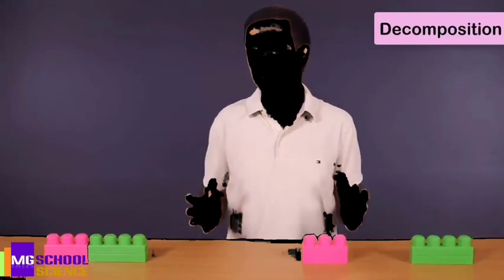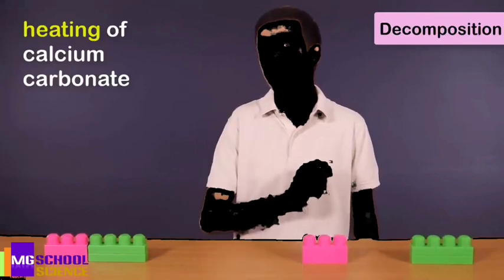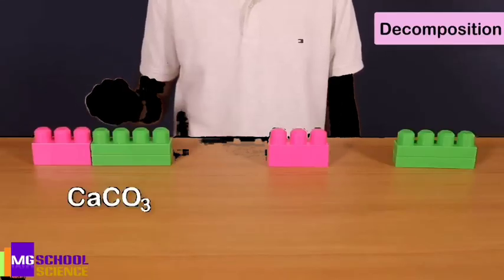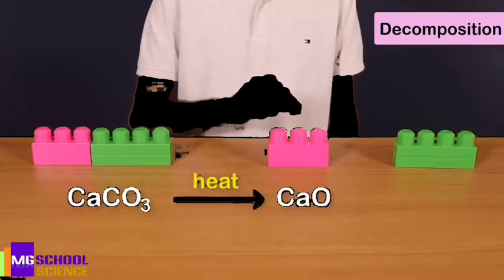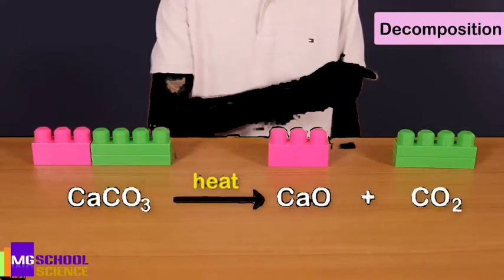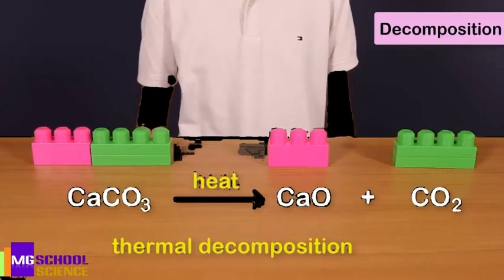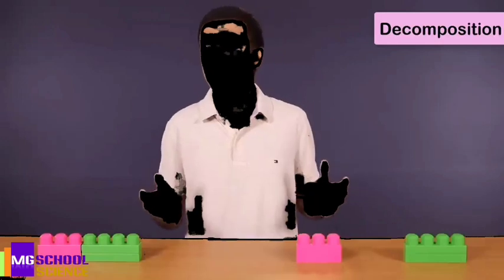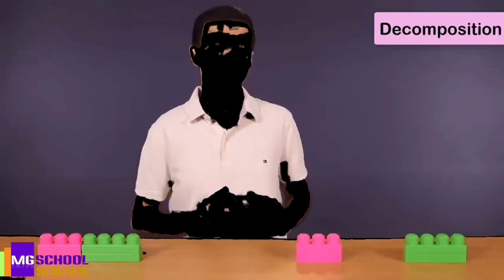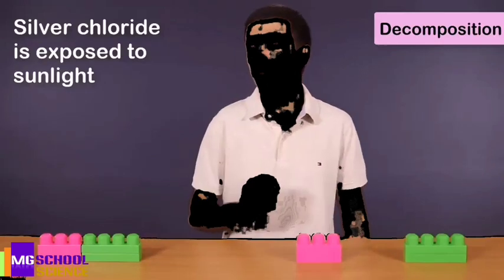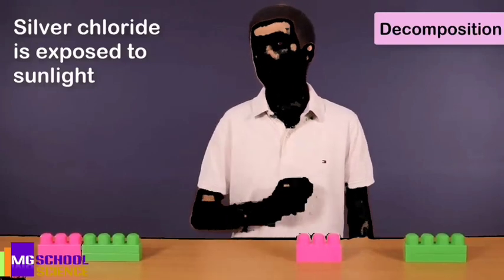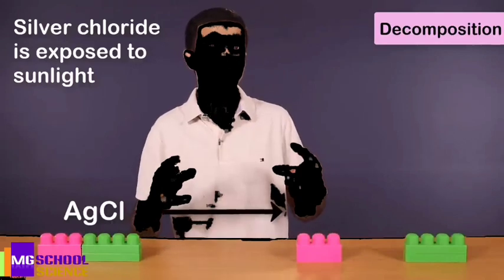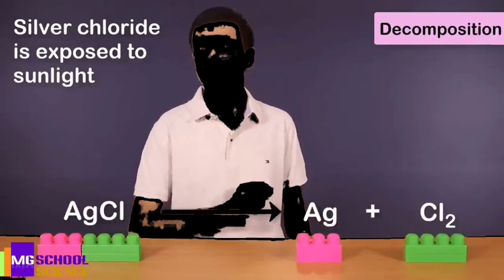Another example of decomposition is when you heat calcium carbonate, it decomposes. Calcium carbonate decomposes to produce calcium oxide and carbon dioxide. This is called thermal decomposition since heat causes the decomposition. Now let's try predicting the next reaction. Do you know what happens when silver chloride is exposed to sunlight? That's right, silver chloride decomposes into silver and chlorine.